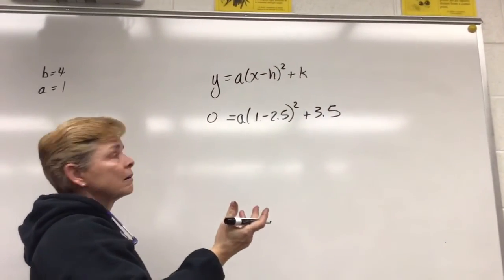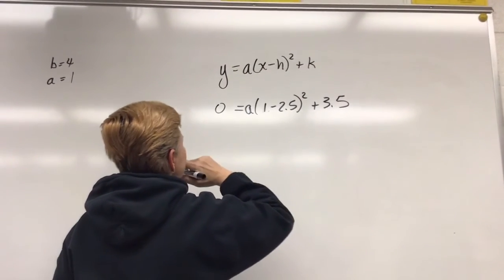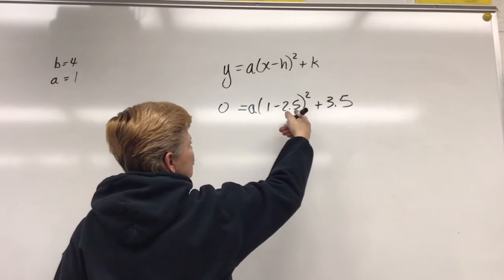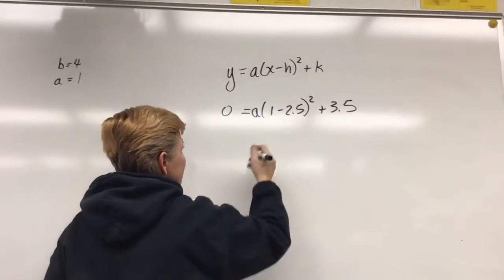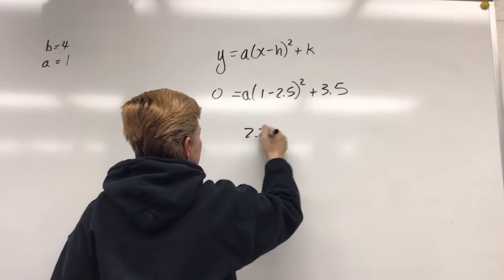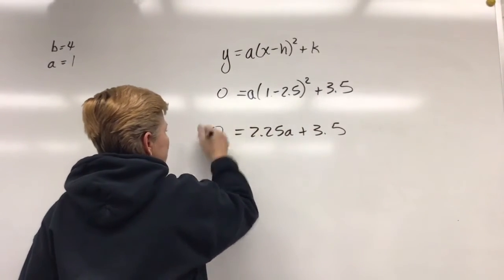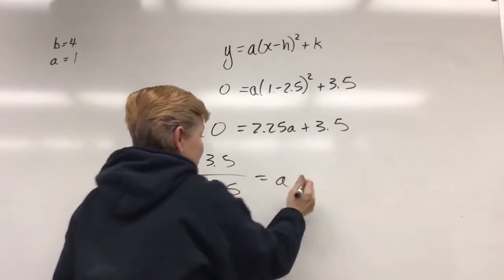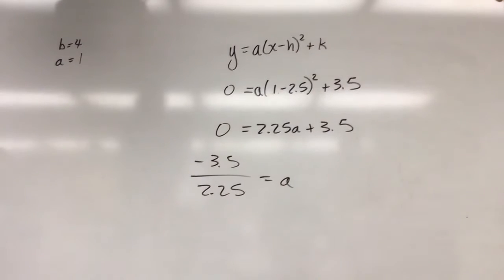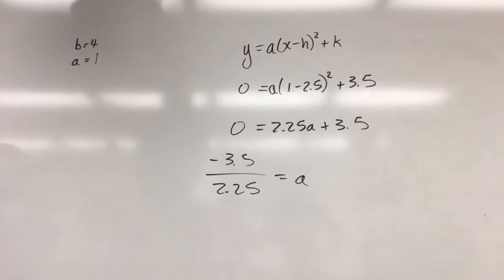a. Okay, so 1 minus 2.5 is negative 1.5. Squared is 2.25. So I have 2.25a plus 3.5 equals 0. So I have negative 3.5 divided by 2.25, and that is a. Do you agree? The only reason I'm so sloppy is because my fingers are sticky, and I don't want to touch the marker too much.